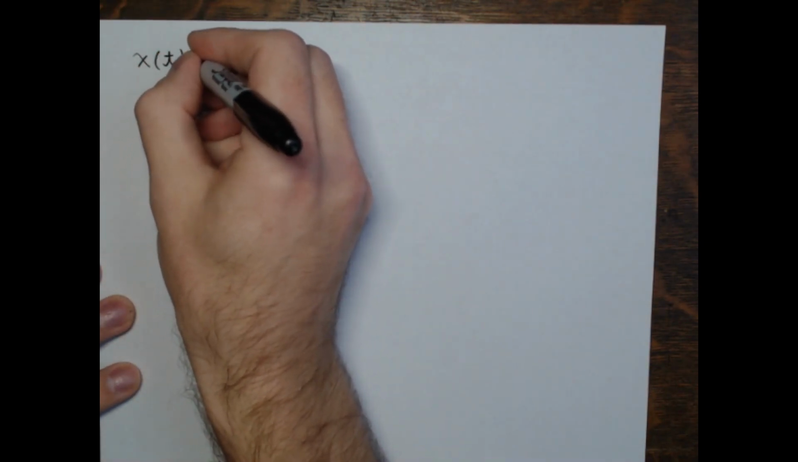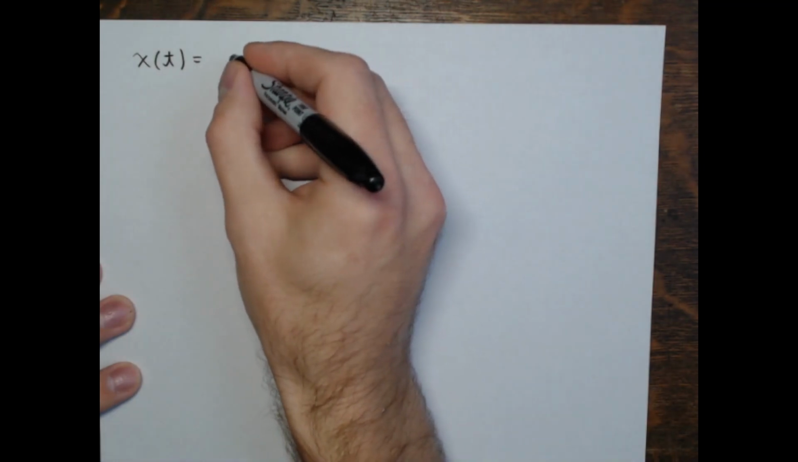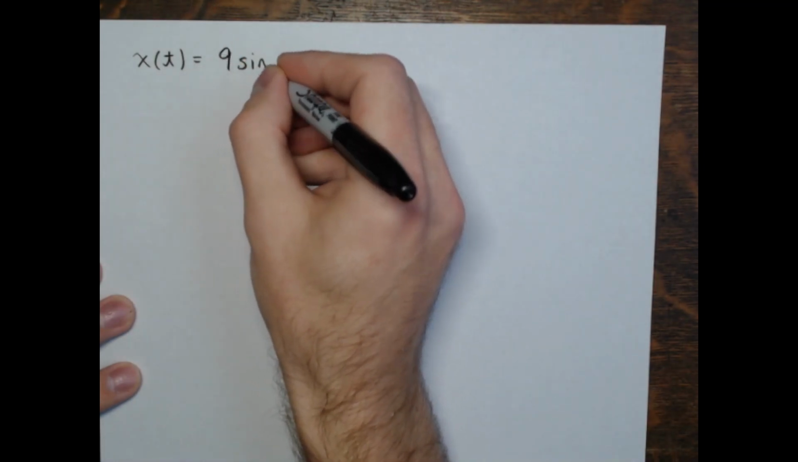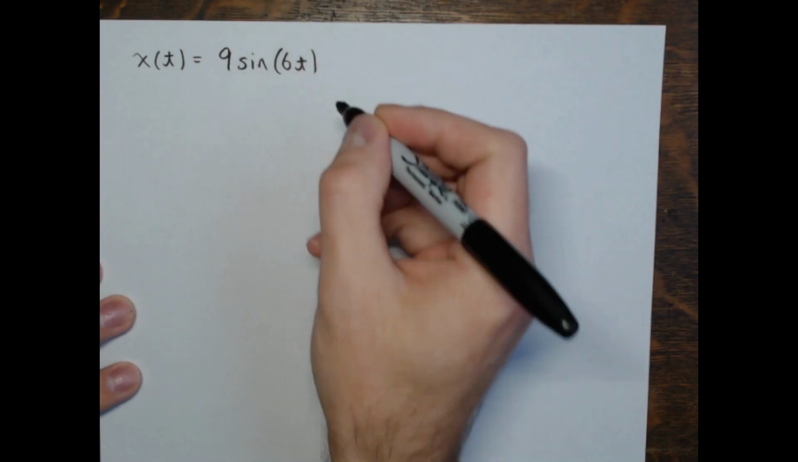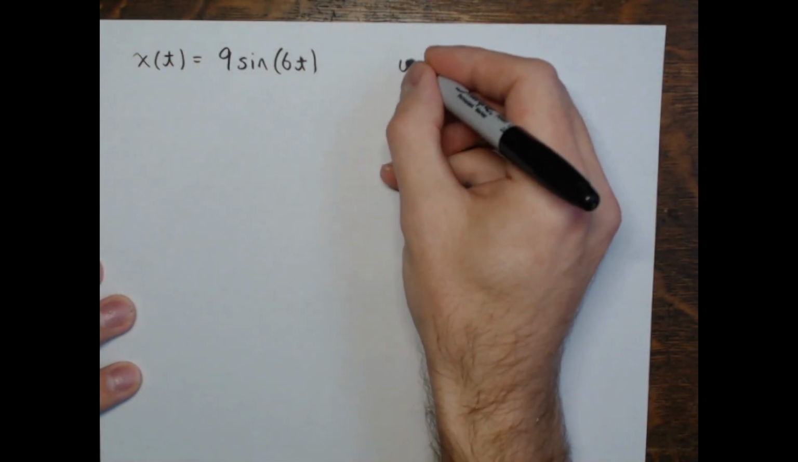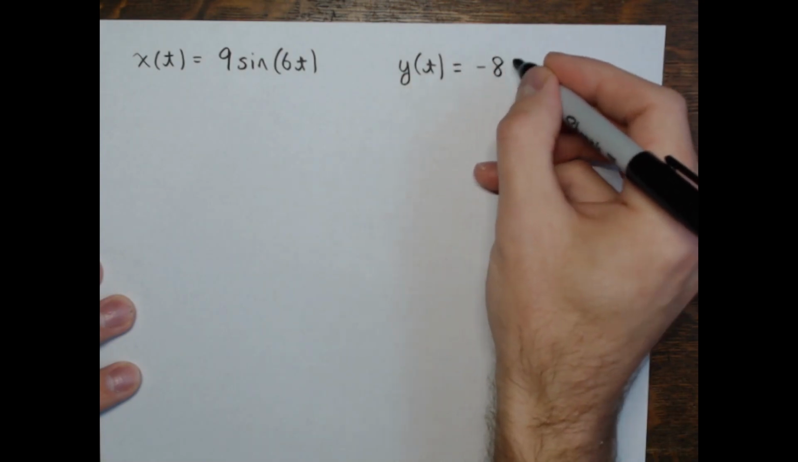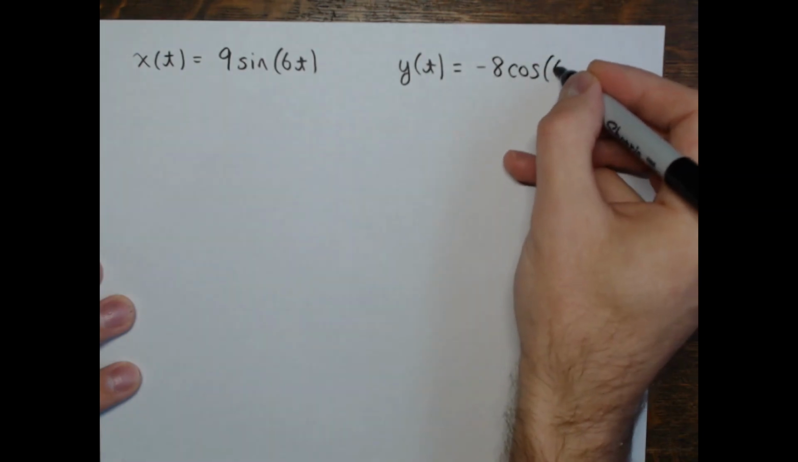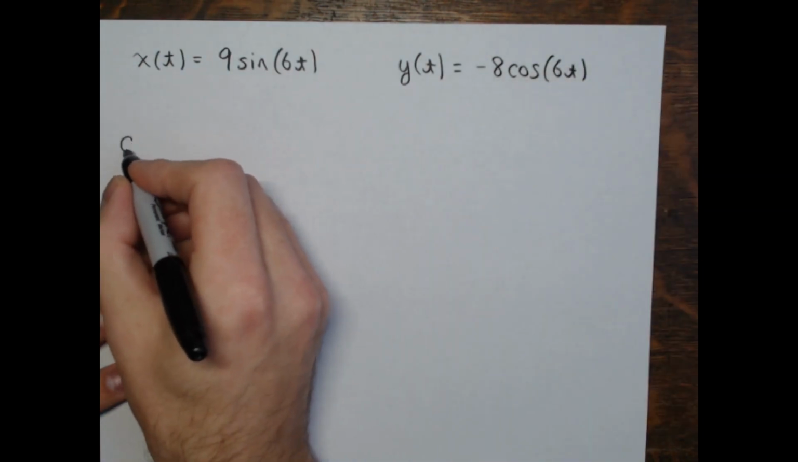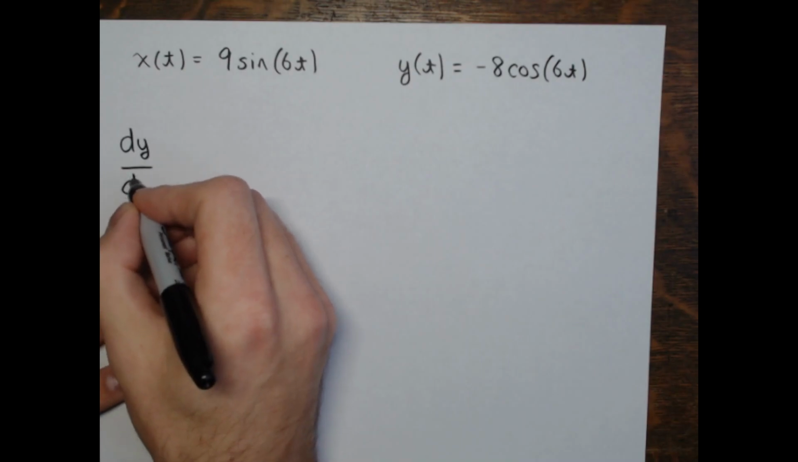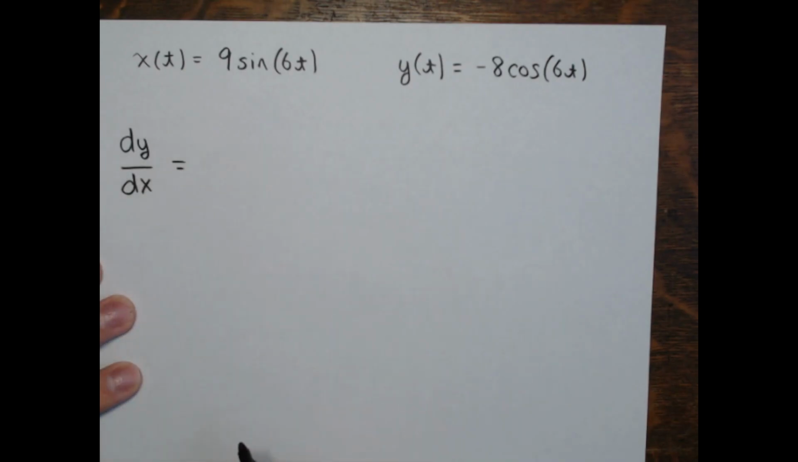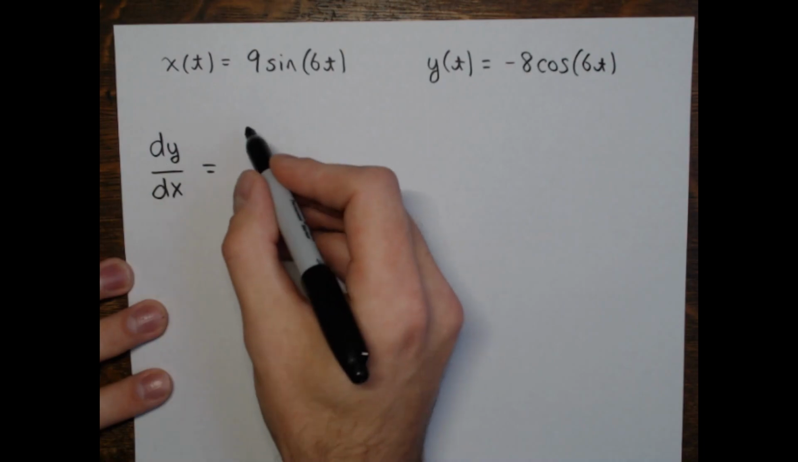All right, so the x coordinate of whatever point I'm at is 9 times the sine of 6 times the value of t, my parameter t. Then y of t is negative 8 times the cosine of 6t. And they just want an expression for the first derivative, dy/dx, y prime.